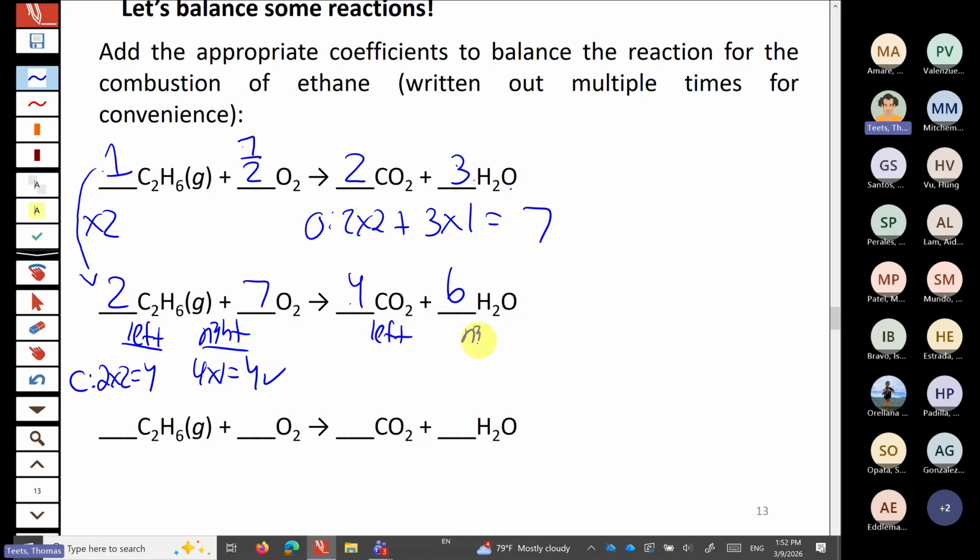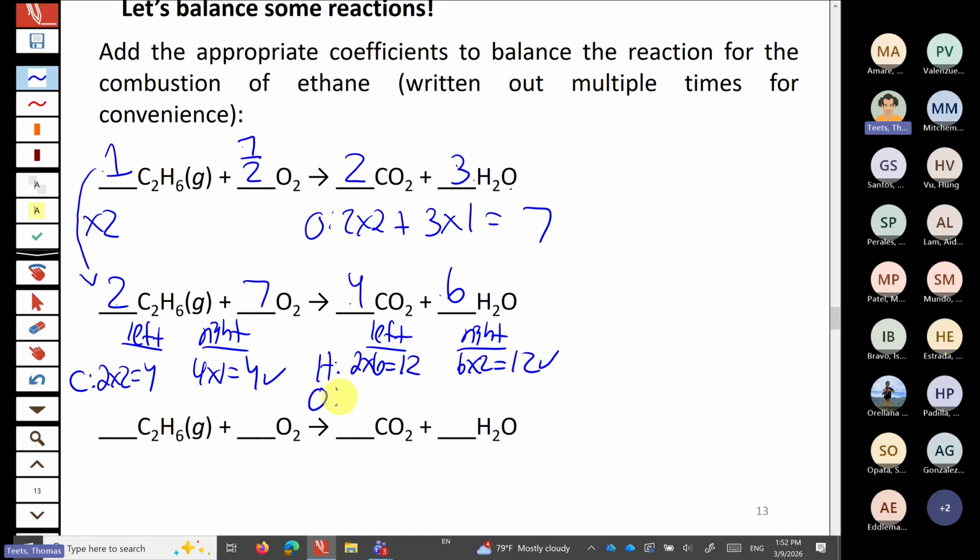We'll do the same thing for oxygen and hydrogen. For hydrogen on the left side, we have 2 C2H6, so 2 times 6 is 12 for hydrogen. We have 6 H2Os. 6 times 2 is also 12, so hydrogen balances.